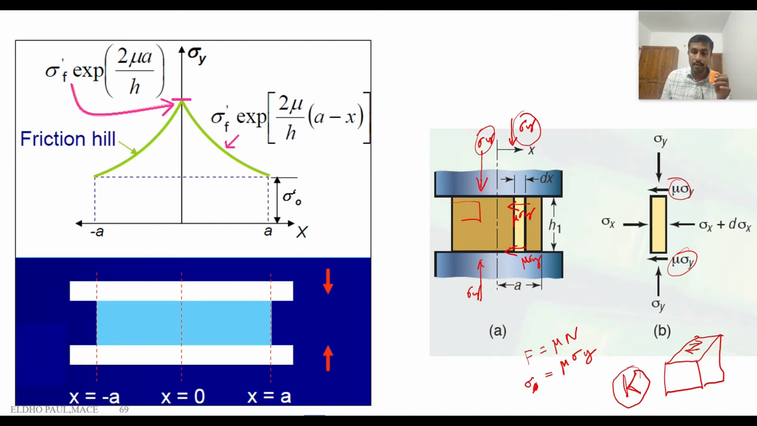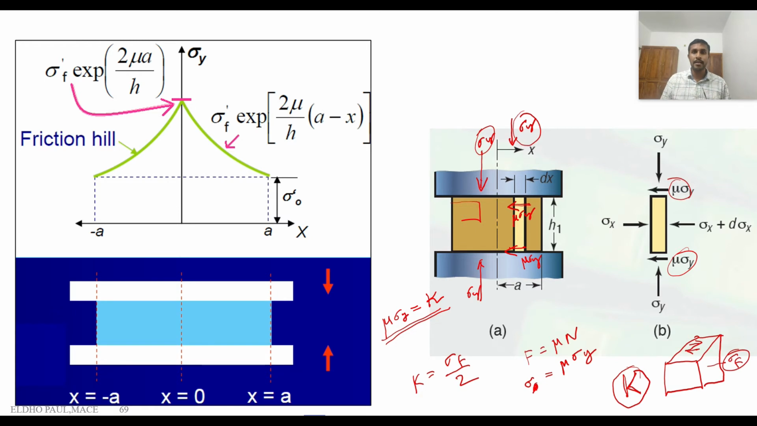Okay, and if the flow stress of the material is sigma F, then we can say K is equal to sigma F by 2. This is half of the flow stress of the material. So that is the critical shear stress of the material. And this mu sigma y is acting on the surface in a tangential direction. So this is actually shear stress. So when the mu sigma y value is equal to the critical shear stress of the material, then we can say this is a sticking condition. This is called sticking condition.